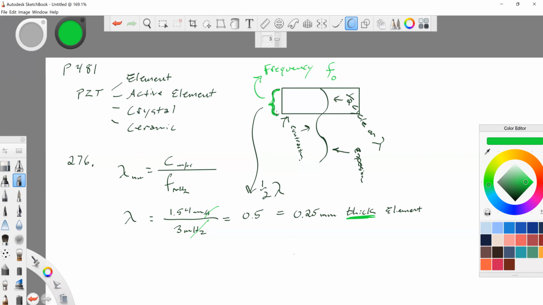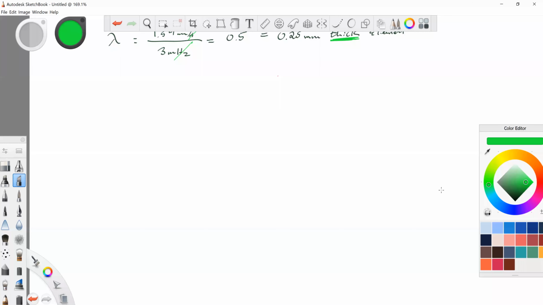Or if I'm, let's see, does this ring? Nope, that's more like a, anyway. Okay, let me pause here for a moment since I don't even know what the next question is. Okay, 277, true or false? The purpose of backing material of an ultrasound transducer is to shorten the pulses, thereby creating images with better image quality.